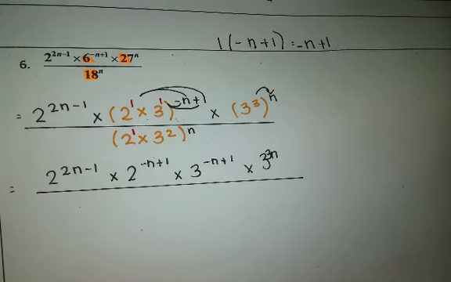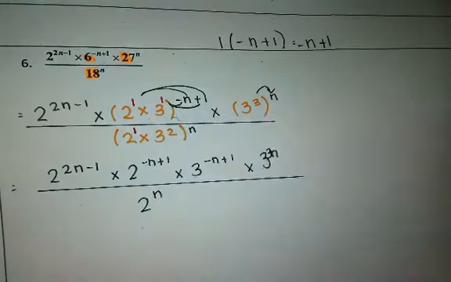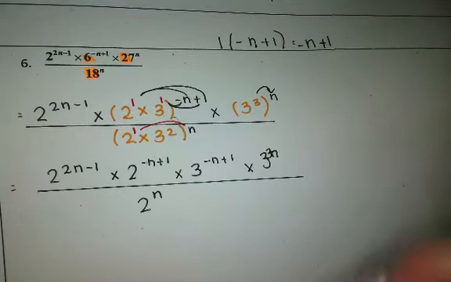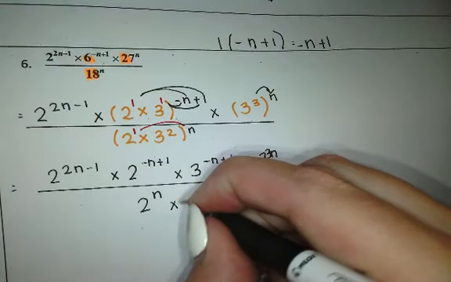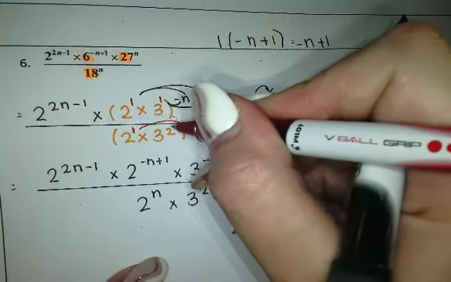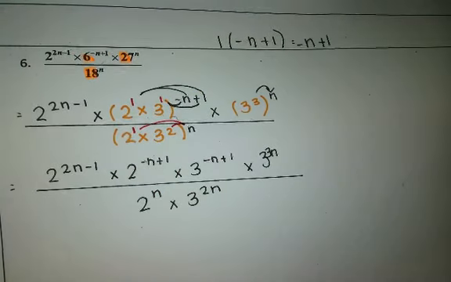I forgot the 3. It's there. Thank you. So we're going to have at the bottom 2 to the power of n. So I just print it like that. Times 3 to the power of 2. Good job.